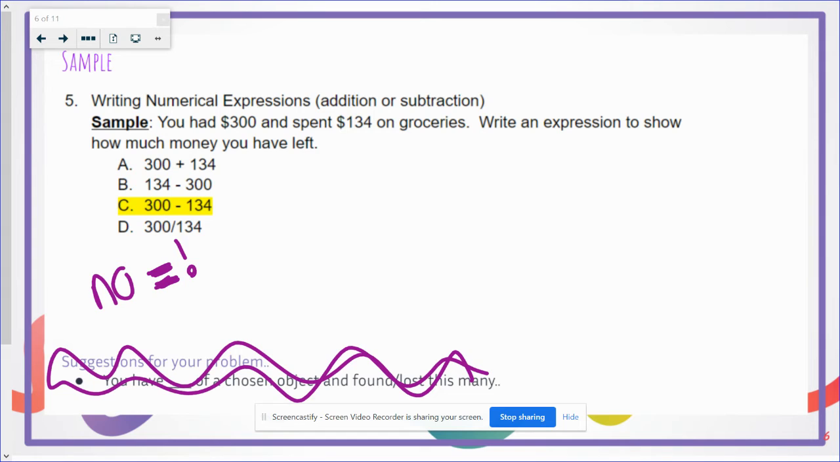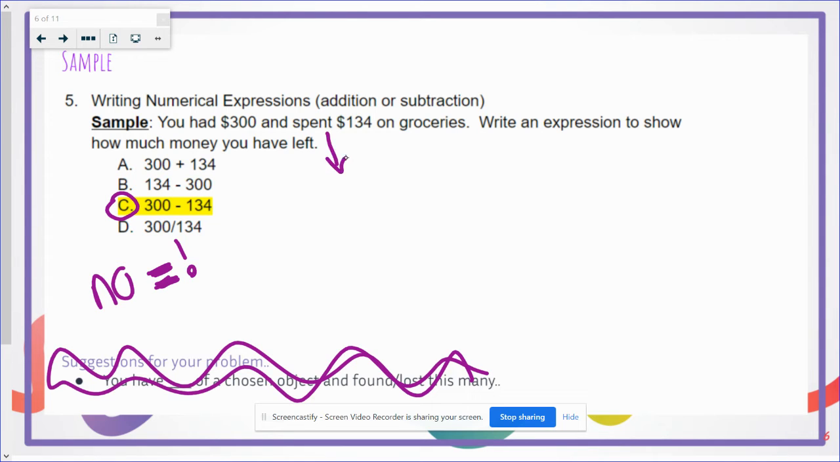You have $300 and spent $134 on groceries. Write an expression to show how much money you have left. All right, so let's think about the operation. As you can see, the answer is already highlighted, but let's talk about why that's the answer.